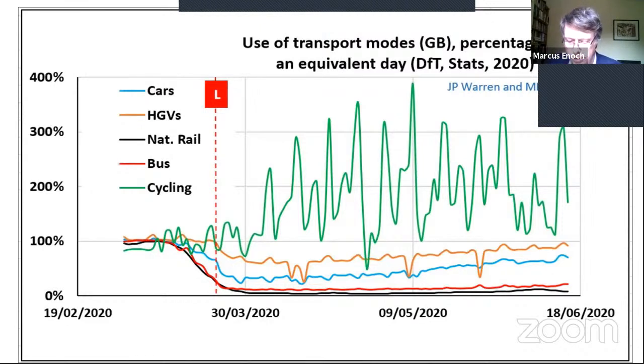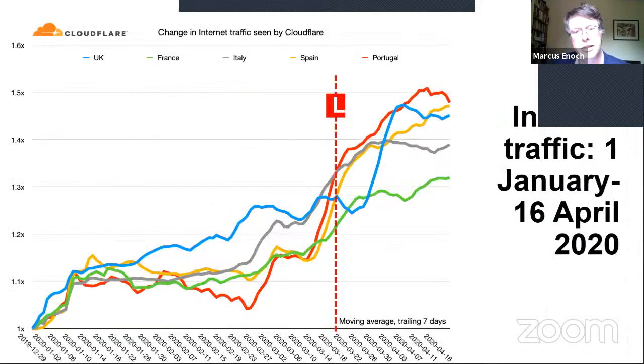Okay, so if we move on to the next slide, this is the other side of what happened to travel. This is actually virtual travel, if you like. What this shows is internet usage since the start of this year. And the UK is represented by the blue line. What you can see is, again, an index figure. So 100% was set at the start of the year. And you can see that since then, internet traffic steadily increased anyway until towards the end of February.